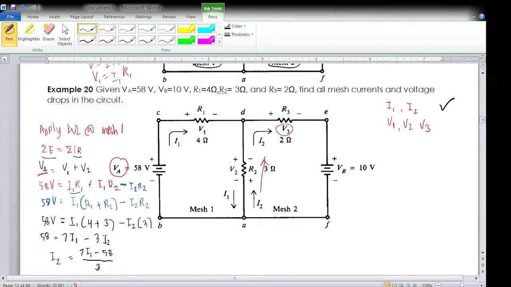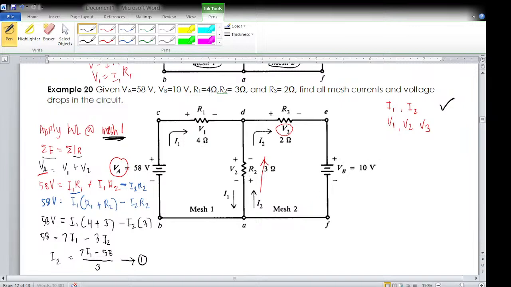Did you get how it was obtained? The 3 I sub 2 is transposed to the other side. And then the 58 is transposed to the right side. And then I divided both sides by 3. Did you get why it became like this? Yes, ma'am. Okay, so let us name this as our equation 1, which is taken from our mesh 1.